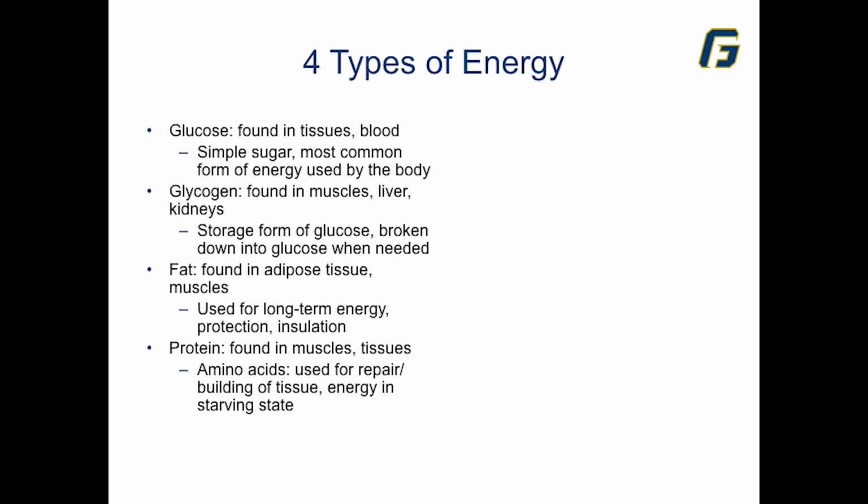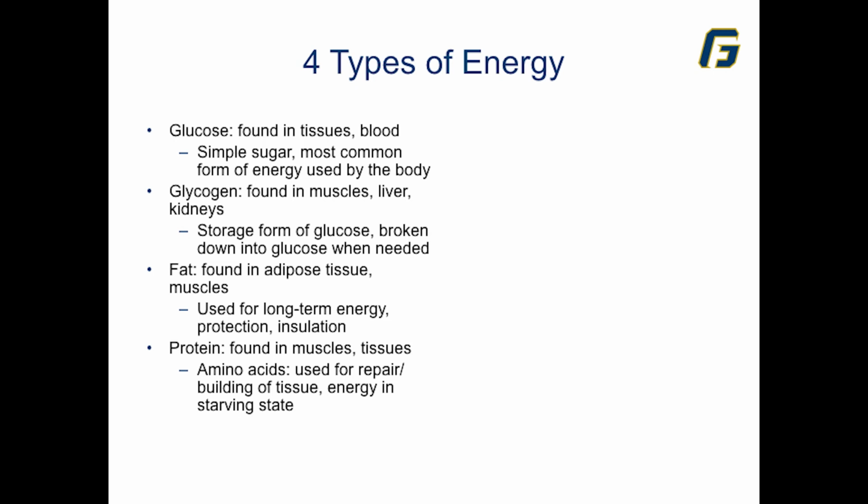Next one you see on your screen there is fat. Fat's found primarily in adipose tissues, but it's also found in muscle tissue. It's also found within muscle cells. And it's used for long-term energy. It's also used for protection and for insulation around the body. So when you've been active for a long time, fat starts to become used more dominantly. And interestingly, per weight, fat can actually produce more energy than the individual sugars can.